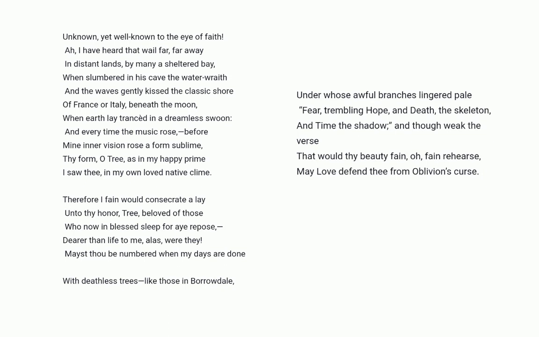So she will write a song or a poem unto thy honor, meaning upon your honor. The poem is dedicated to, and honors, the tree. It is the tree around which the poem will be written. Beloved of those who now in blessed sleep repose. So you are the beloved of all those.